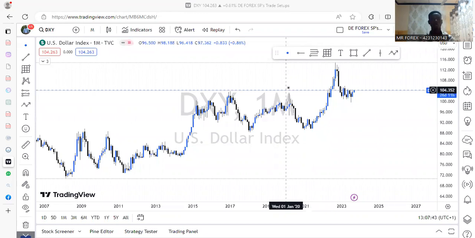So, what do we have here today? Today, we'll be looking at the DXY as usual. We also look at XAUUSD, then we take one of the pairs with USD as the quote currency, EURUSD, and analyze it. Then we get to know what we are looking for in the next week that we'll be venturing into.